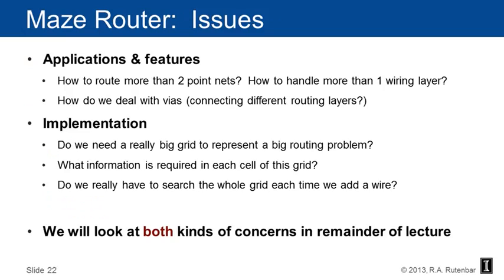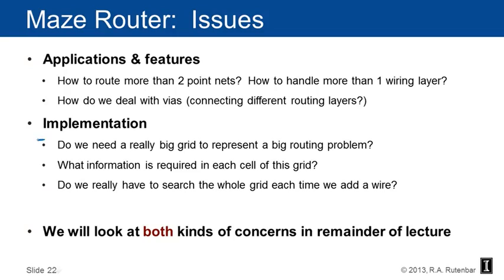So that's the basic idea. It's pretty powerful, but to be honest, a little limited because there's just a lot of physical stuff in a real routing problem we haven't dealt with. How do I route something that has more than 2-point nets? How do I handle more than one routing layer? How do I deal with vias that physically connect from one layer to the other?